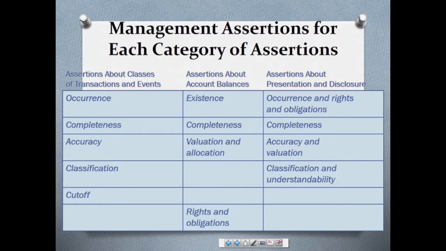Financial statements say that you present your accounts receivable at its net realizable value, so meaning net of the allowance for doubtful accounts. Accounts receivable is reported as a current asset. And then it also relates to the footnotes that are required, that the footnotes are complete, based on footnotes as required by GAAP.